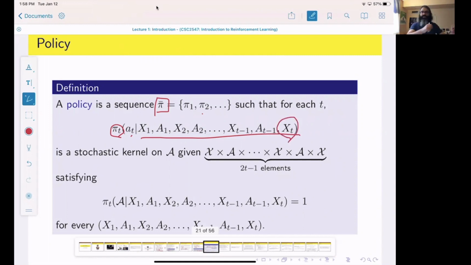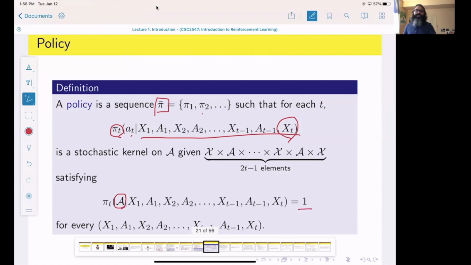So we have information, the sequence that we observe from the beginning to the current time, and we pass it through this conditional distribution pi t that gives us a distribution over actions. So this is a kind of stochastic kernel on actions. The output of it would be a probability distribution over the action space that satisfies the laws of probability. Essentially, we want to say that pi t of the action space, the probability of it, is 1.